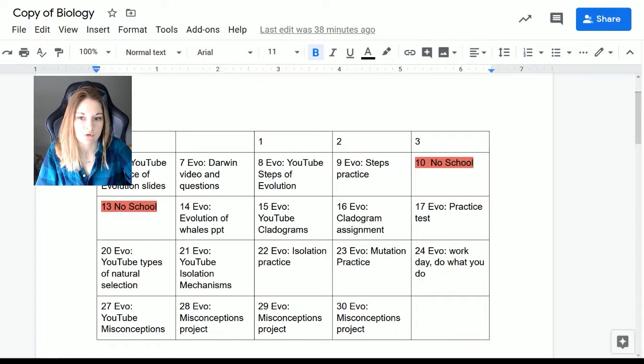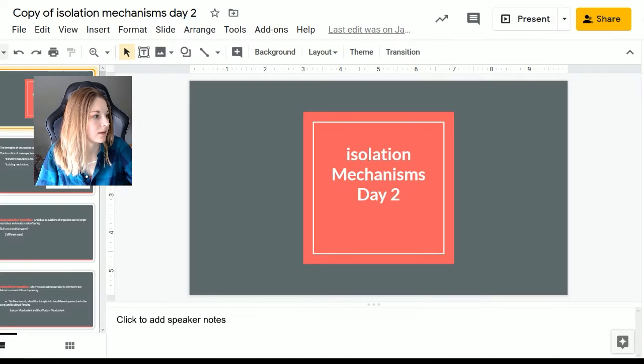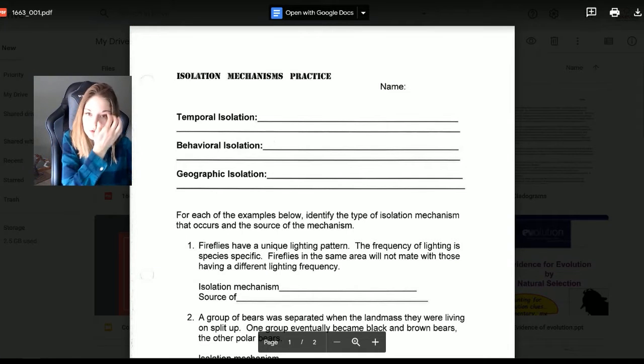Today we're going to be going over isolation mechanisms. This is your assignment for the 21st. I'm going to be going over a PowerPoint with you that will be shared, and then you also have an assignment. You'll be doing your isolation mechanism YouTube video with me today, and then you have your actual assignment due tomorrow. To show you what that looks like, this is the assignment that you'll be going over.